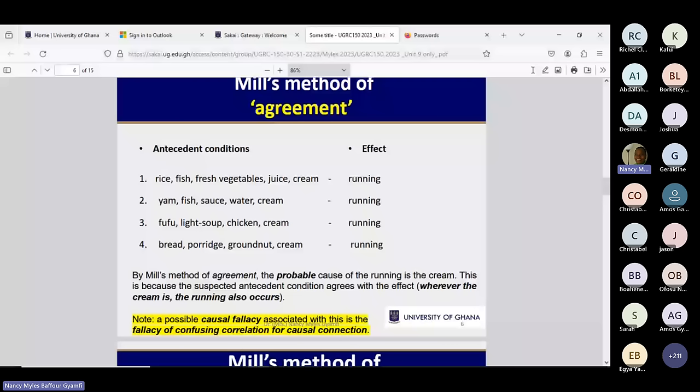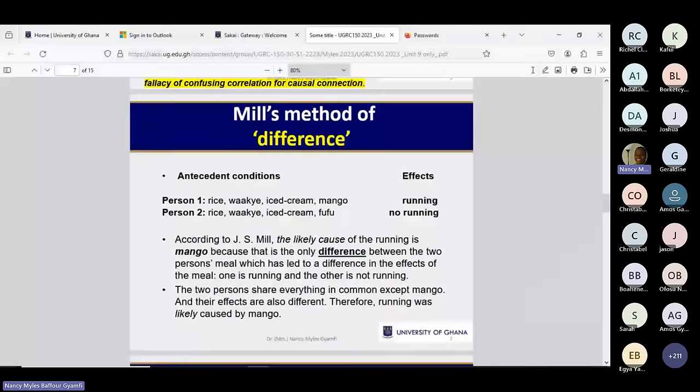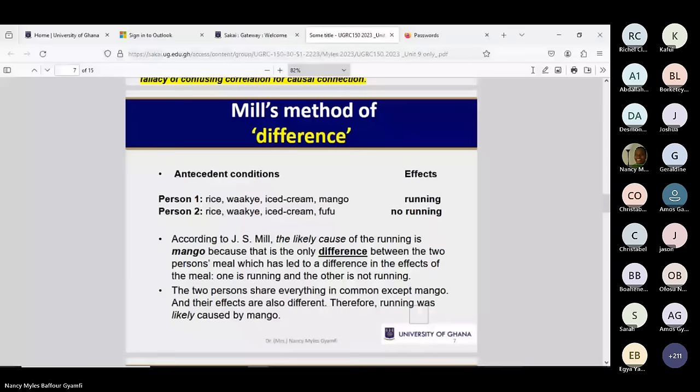Now look at the method of difference. It is the opposite. Everyone, look at the effect. Do we have a common effect for method of difference? I want a chorus answer.